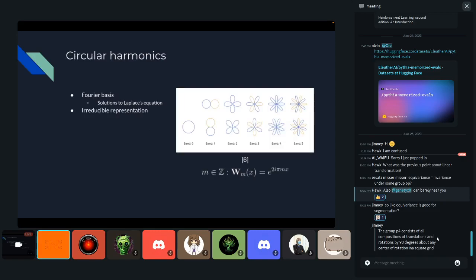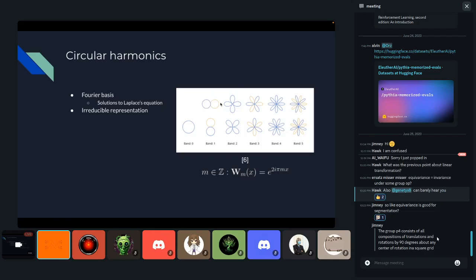Okay, so let's go back from our example with both translations and rotations, and go back to just rotations. Rotation symmetry means that you have some 1D function on a circle, and if you rotate it, it will be the same thing.